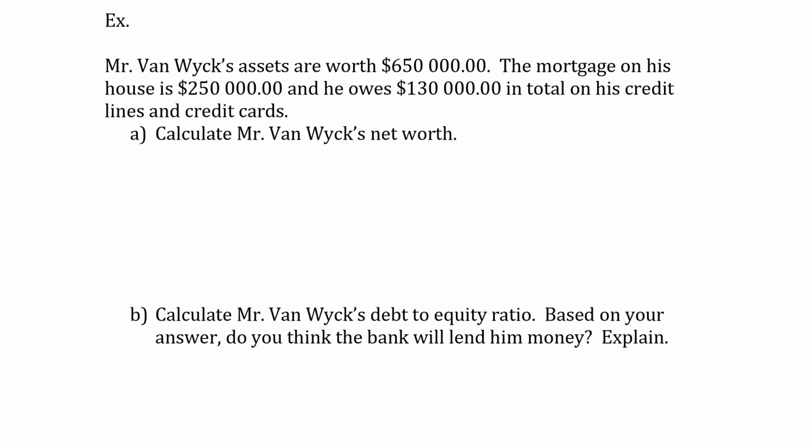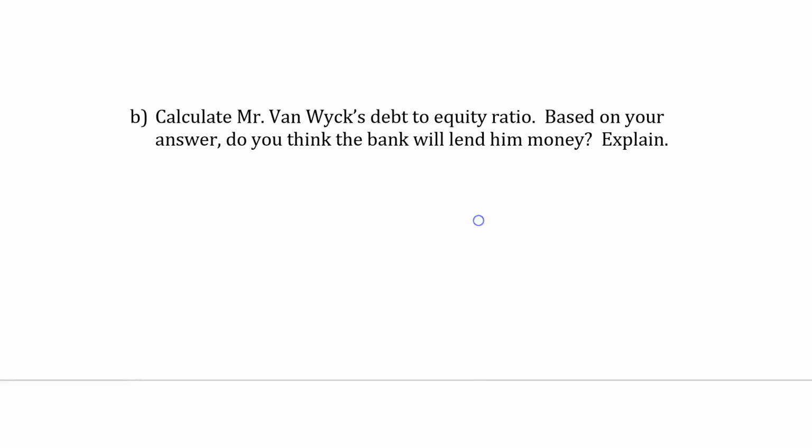Mr. Van Weck's assets are worth $650,000. The mortgage on his house is valued at $250,000, and he owes $130,000 in total on his credit lines and credit cards. Whew, that's a lot of debt. But let's calculate, first of all, Mr. Van Weck's net worth, so the difference between his liabilities and his assets. And then we want to calculate Mr. Van Weck's debt equity ratio. Based on your answer, do you think that the bank will lend him money? Explain. So let's figure this one out.